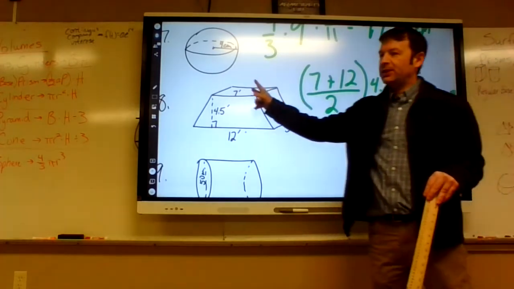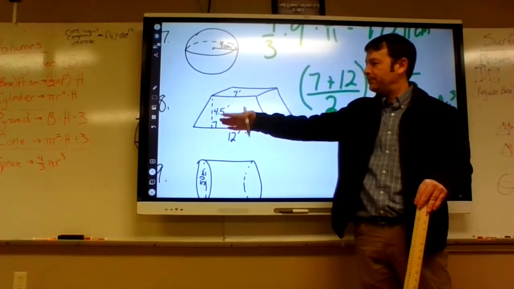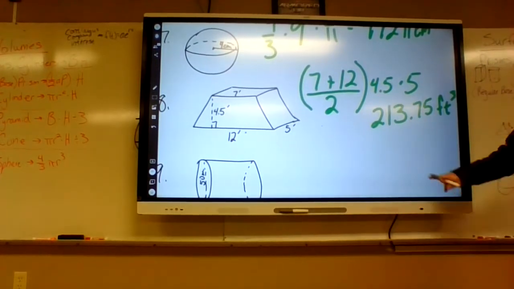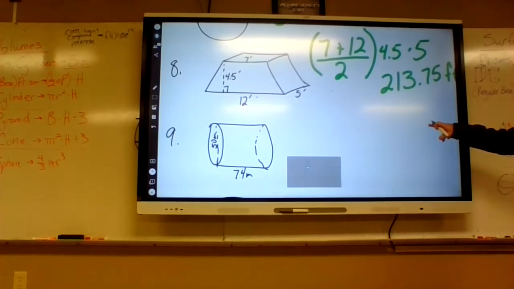If this is the base, times the height. If you think about this like lying down, if you flip it over, 5. So the height kind of depends. Like on number 9, the height of the cylinder is still 74, even though it's going sideways. 15? Yeah.